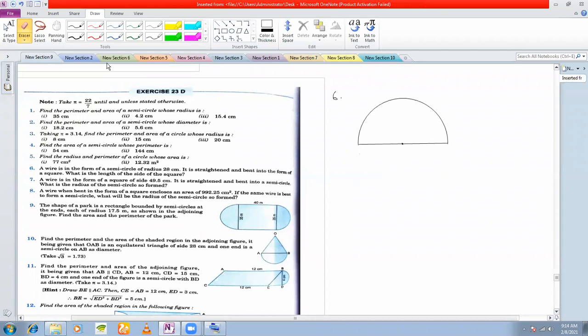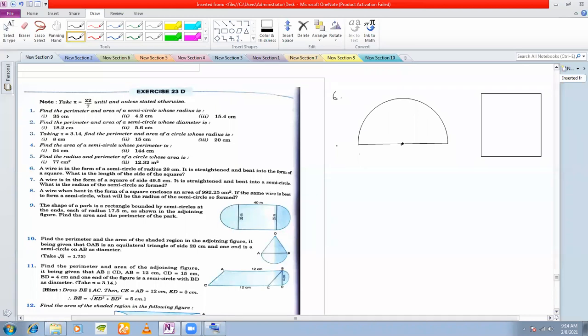So this is your wire. This is your entire wire that has been made into a semicircle. Now after making a semicircle, I untangle the wire, I straighten it, and instead of bending it in the form of a semicircle again, I bend it in the form of a square. Now here is the interesting part. Here is what you will actually be applying.